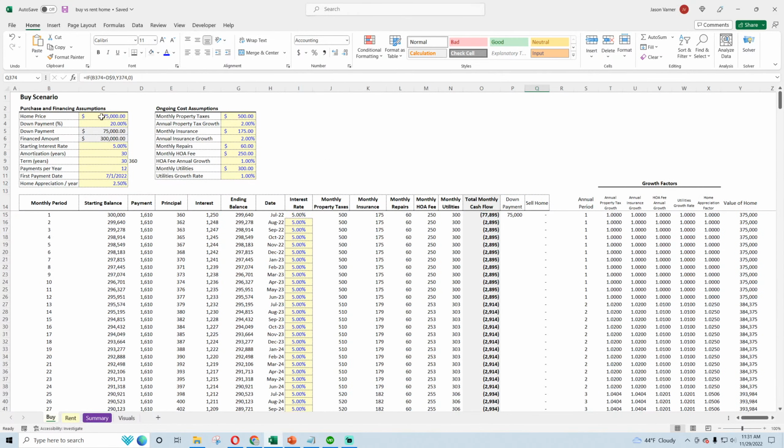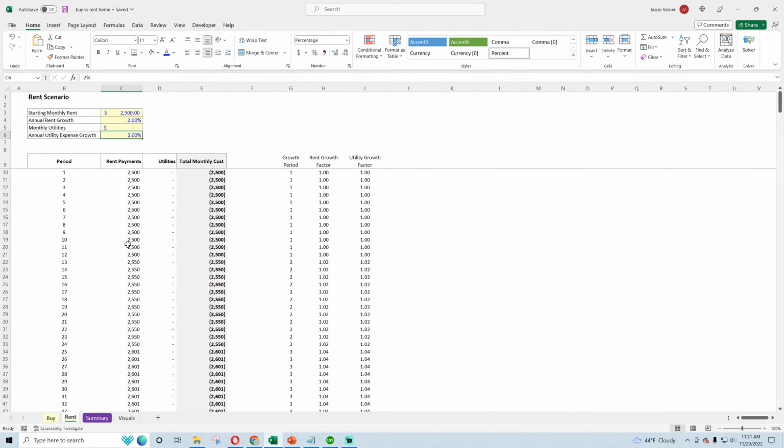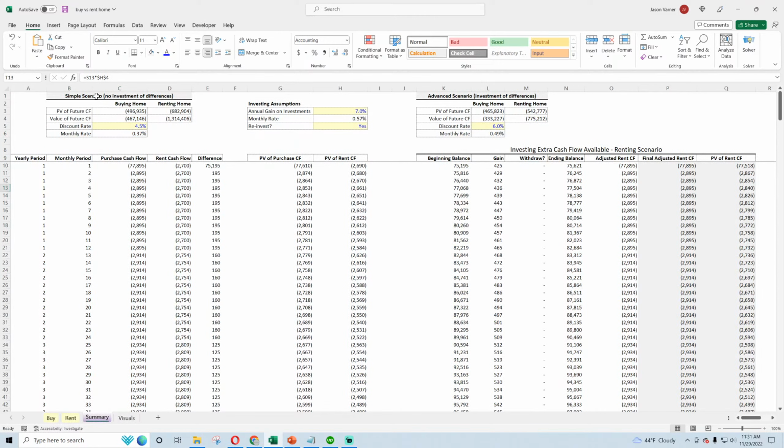You start on the buy tab. Here's all your assumptions about buying a house, and the resulting cash flow. You have rent, and the cash flow there. You have a summary which shows you the difference. Now this first difference is assuming that no differences are reinvested. It's just saying here's the present value and the total value of the cash flows for buying. Here's the renting ones, and you can just compare them over the full term.